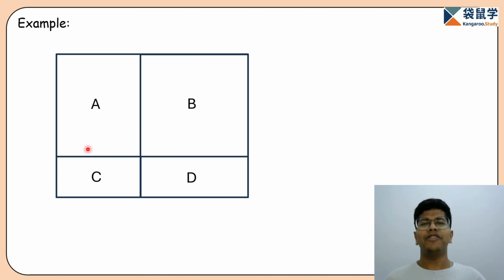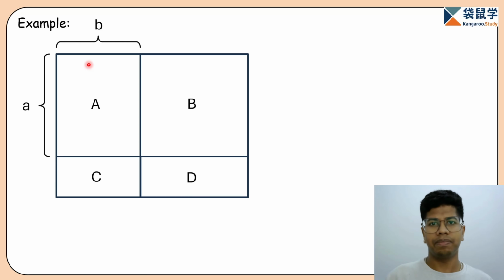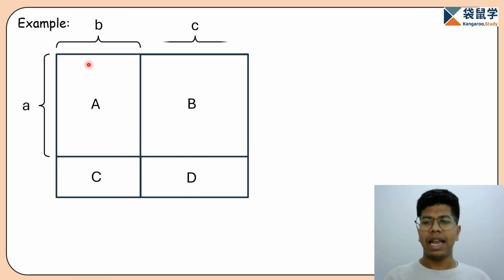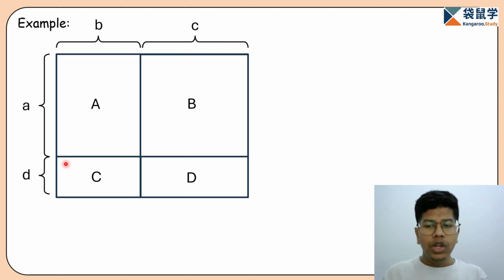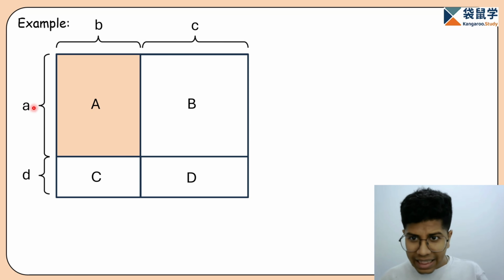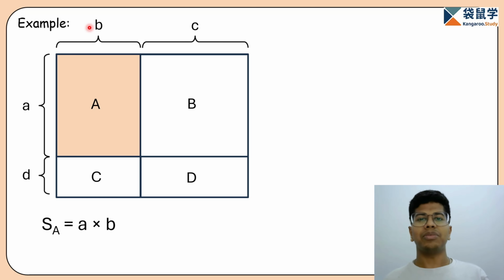Let's say I have again 4 rectangles in such a way that they share the same sides. Now, if I name the sides here for rectangle A, if I name the length as A and the width as B. For the other half, if I name the side as C and the side of C as D. Now if I ask you, can you tell me what is the area of this rectangle A? What is the area? Yes, the area of A is nothing but length times width. Length is A, width is B, so the area will be A times B.